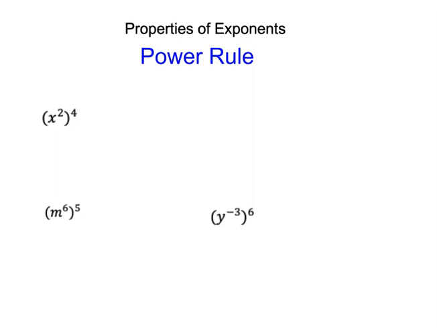Hi guys, I'm gonna show another rule from properties of exponents, and that is the power rule. So let's look at the rule. The rule says that if you have a number, let's say number a raised to the power x, and this whole thing is raised to the power y, what we're gonna do is take the base and multiply the exponents. So we have x times y.